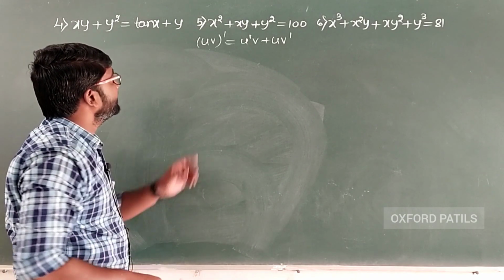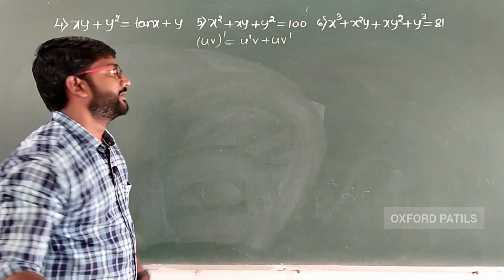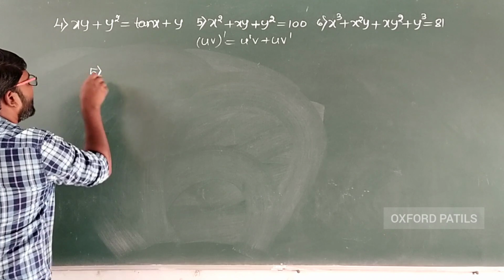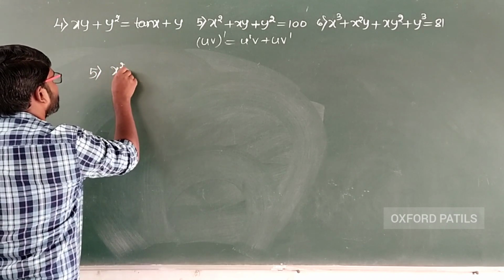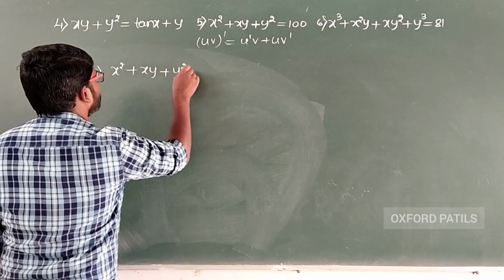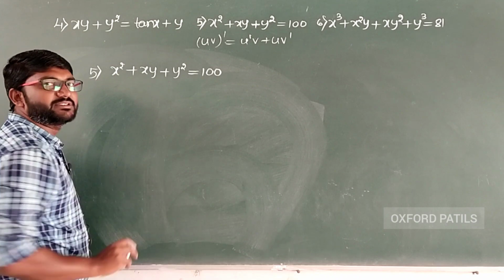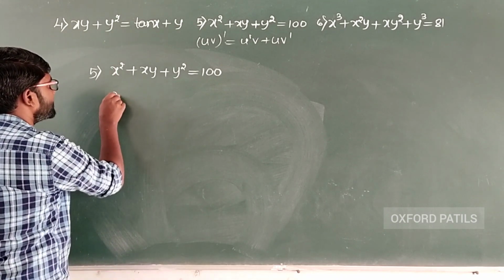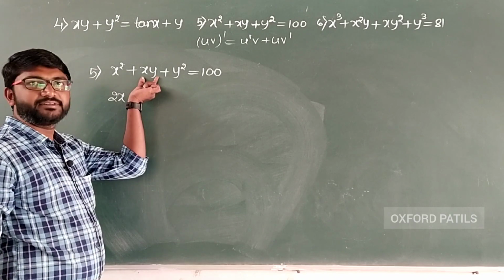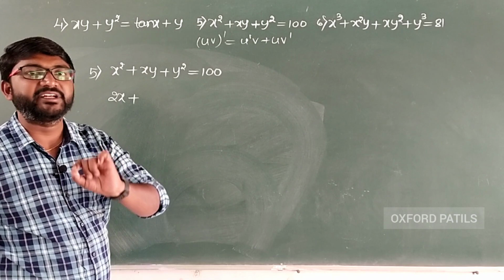Well, the next question it is x square plus xy plus y square, this is equals to 100. Mark this as very important. Question number 5. X square plus xy plus y square, which is equals to 100. So now differentiate both the sides with respect to x. Derivative of x square, it will be 2x plus. Now we have to take the derivative of this function. So again we have to make use of the product rule or the Leibniz rule.